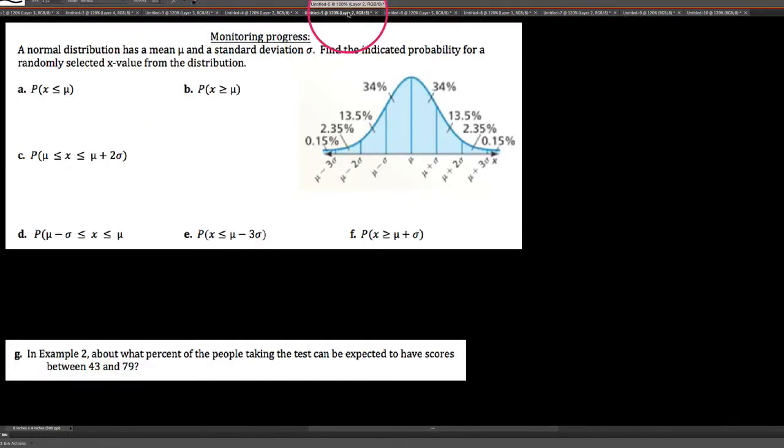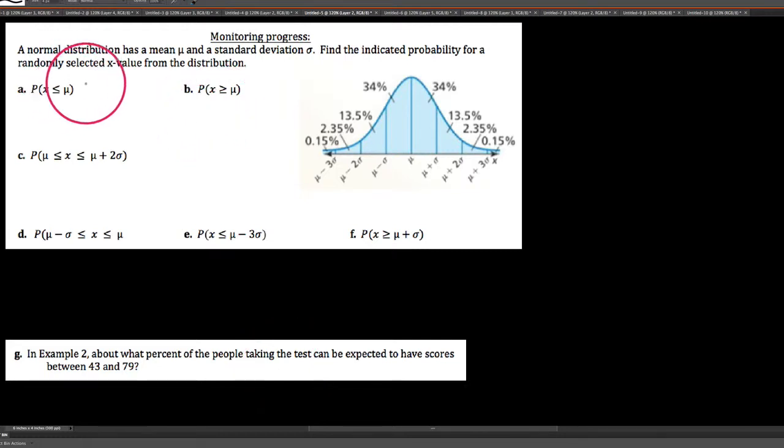So for this part of the video, what I want to have everybody do is basically pause it and attempt all these and try to find these values here in the pure sense, and then also answer this question G. When you're ready to go, we'll go ahead and have you unpause the video here. Looking at letter A.